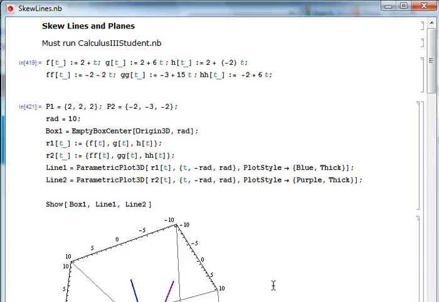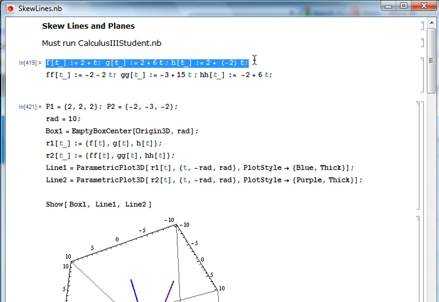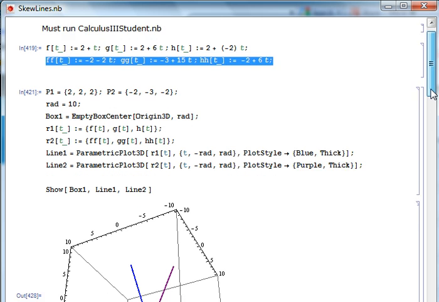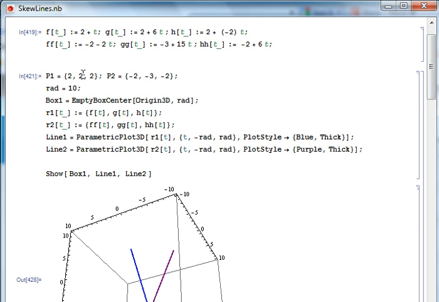Hi everyone, this is going to be the video about skew lines and planes. Here we have these two lines, one given by this parametric equation, another by another parametric equation, and they're skew to each other. I chose one point from each line, (2, 2, 2), which is the constant terms of one parametric equation, and the other point is formed from the constant terms of the other parametric equation. So these are the one easy point you can get out of each of these two lines.